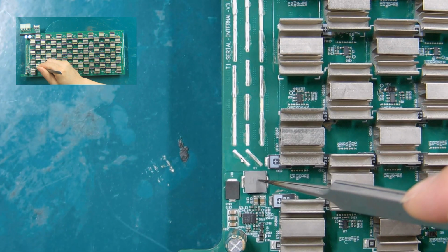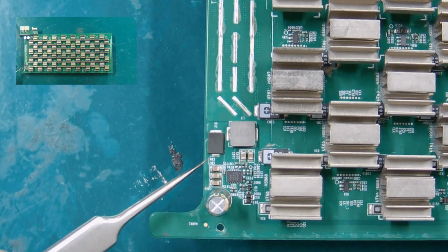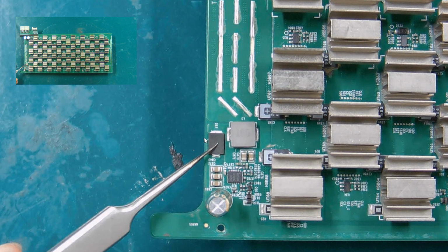This is an inductor in the boost circuit. After it is damaged, the boost circuit will be abnormal. Next, let's look at the diode in the boost circuit. After it is damaged, the boost circuit will also be abnormal.